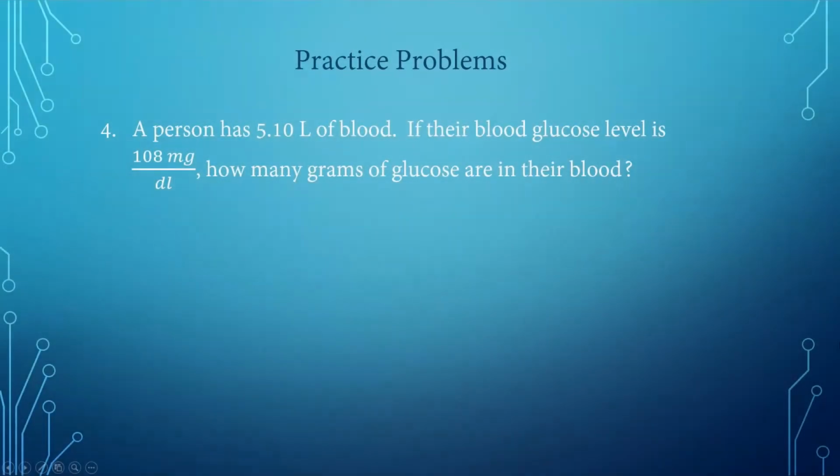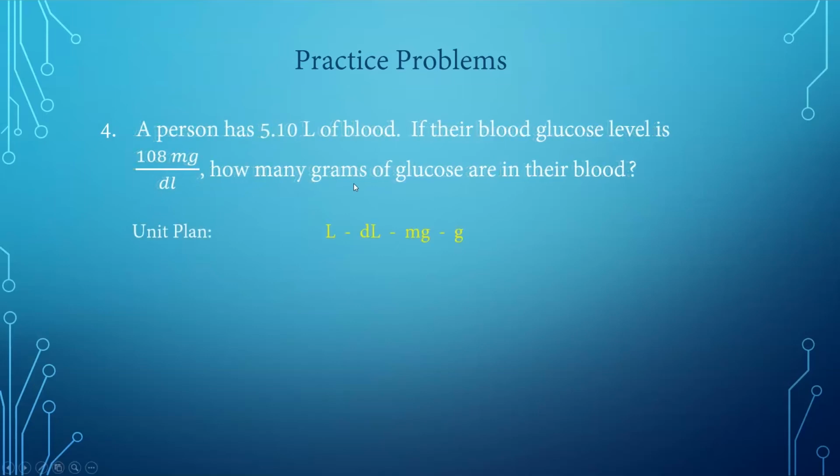Question 4 deals with blood sugar or blood glucose. So our average person has a little over 5 liters of blood, and we've measured their blood glucose level at 108 milligrams per deciliter. We would like to figure out how many grams of glucose are in their blood. So in our unit plan, we're going to start with liters. That's what we know, and we're going to end with grams.